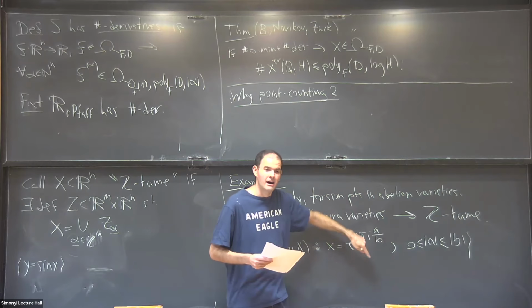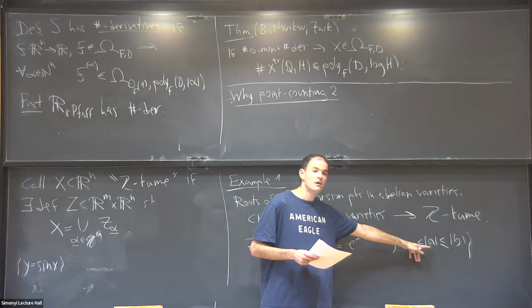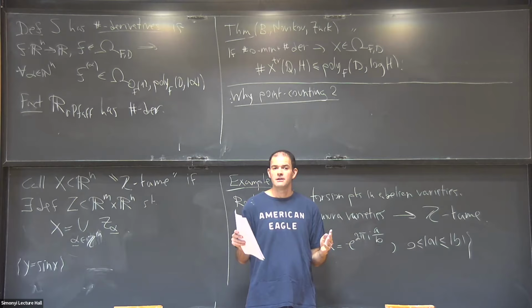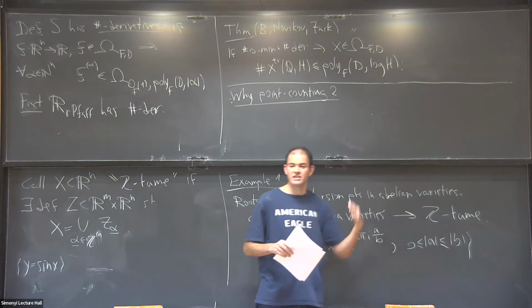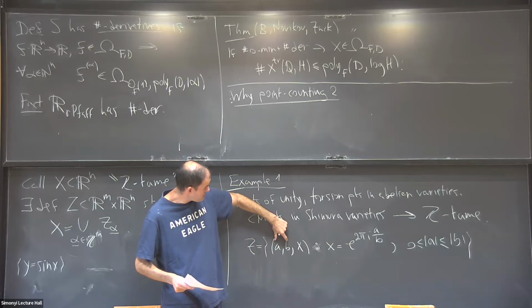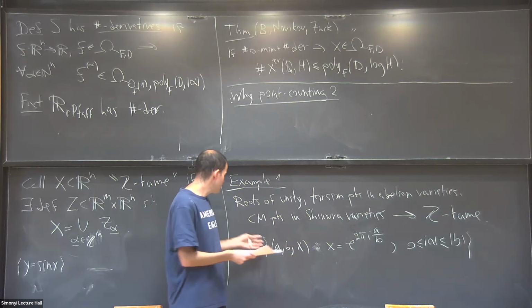So I cannot write something like e to the 2 pi i times A, because this would not be definable in an O-minimal structure. The important thing is that I'm taking this exponential, but I'm only evaluating it where A over B is less than 1. So this is an oscillating function, but I'm restricting it to a compact domain. All of the oscillations are hidden in the fact that I allow myself to take integers A and B. So this does give me a Z-tame family where for every pair of integers A and B in the family, I get a root of unity X, and every root of unity I get in this way.